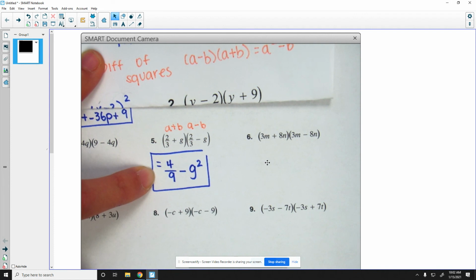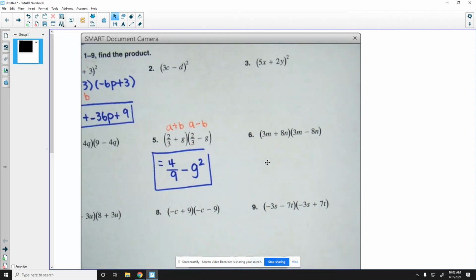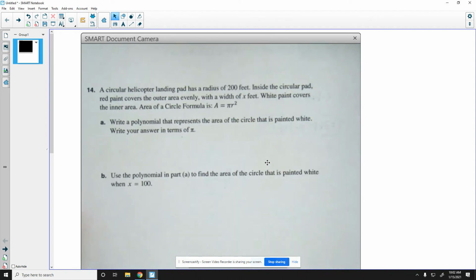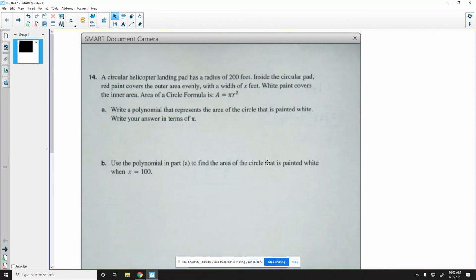Do you want to use a trick or is that too complicated for you? And then you just FOIL or distribute every single one. Okay? All right, let's do the word problem. I feel like it looks kind of scary. I haven't even looked at it and I feel like it's scaring me a little bit.